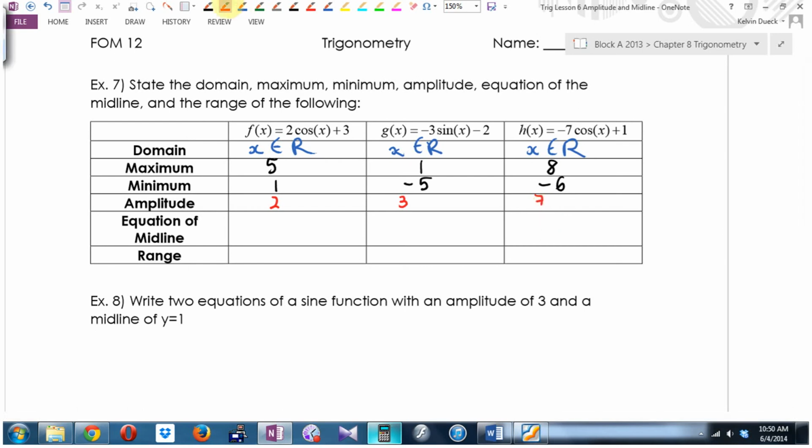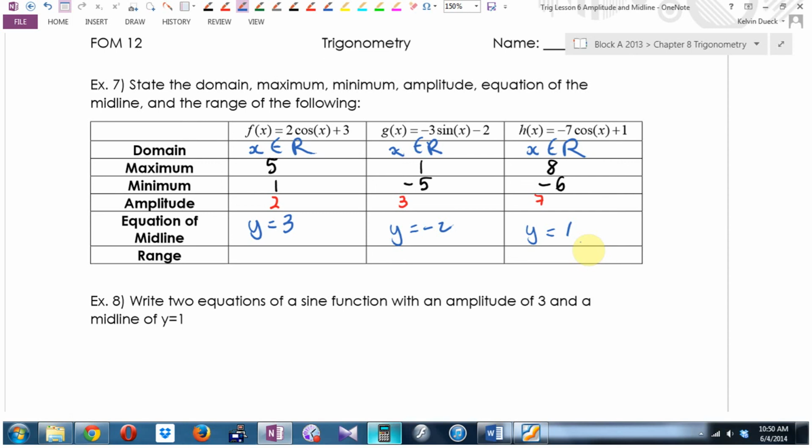What's the equation of the midline? I'm going to tell you y equals 3. What's the equation of g of x's midline? Y equals -2. What's the equation of h of x's midline? Y equals? What's the range? You know what? What's the minimum this graph gets for a height? What's the maximum? So the range is everything between 1 and 5.